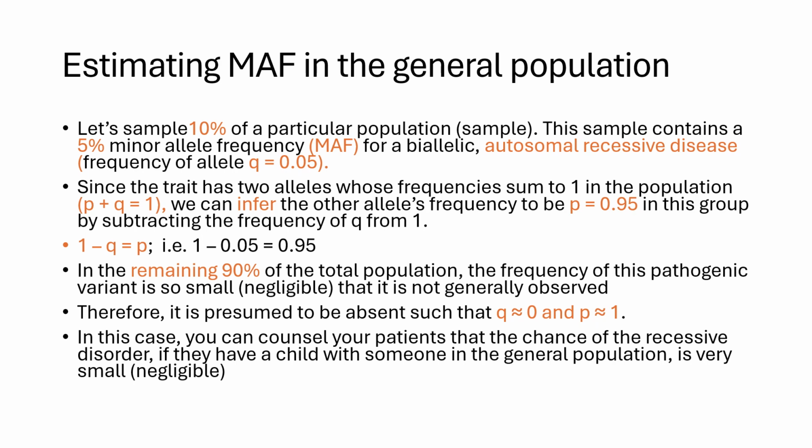So in this case, you can counsel your patients that if they partner with someone from that 90% of the general population, then the chance of them having a child with one abnormal allele from them and another abnormal allele from the other parent, so having two Q alleles, is negligible, because we believe the chance of the Q allele being present in the remaining 90% of the population is negligible. Therefore, the chance of them having a child with two Q alleles is negligible, even if they are a carrier themselves. Does that make sense?